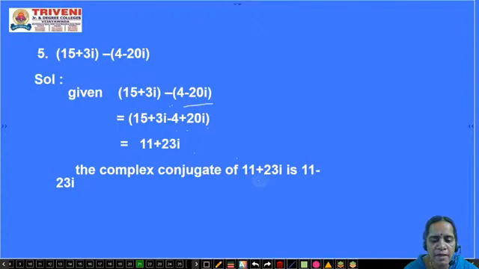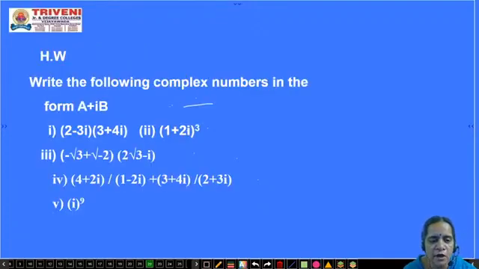In place of plus we have to write minus here. This is one of the examples of complex conjugate. And then we are going to some problems. We have to write in the homework. You have to solve this one.